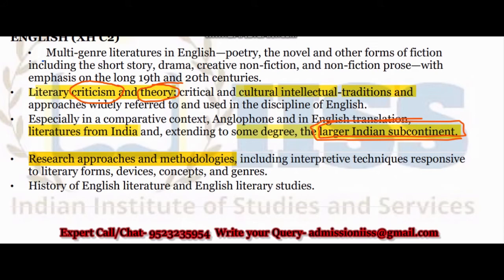So ESL, like in teaching of English as a second language, TESOL, right? English as second language, English for professionals, these are some of the newly coined terminologies, technical terms associated with research approaches and methodologies in English. And therefore we have the literary forms, because any language without literary forms cannot exist, and there is no language in the world without literary forms, obviously.